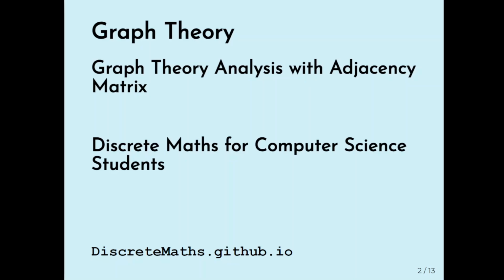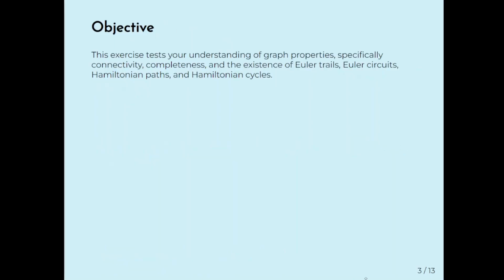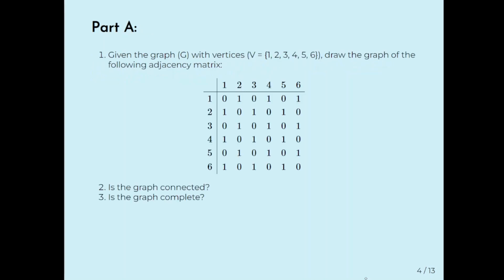Okay, we're going to look at a graph theory analysis with an adjacency matrix. This is a worked example, and the point is really to test our ability with graph properties, specifically connectivity and completeness, and the existence of Euler trails, Euler circuits, Hamiltonian paths, and Hamiltonian cycles. Okay, so part A, there's two parts of this.